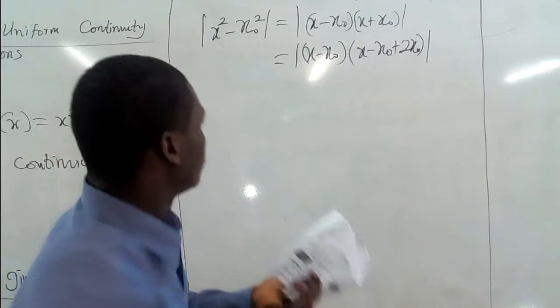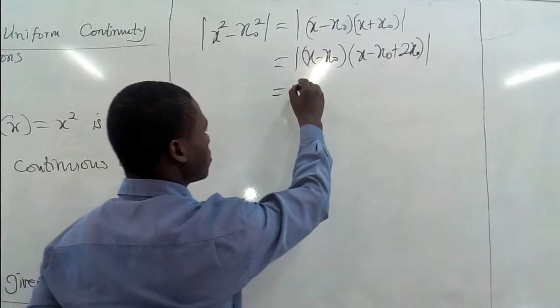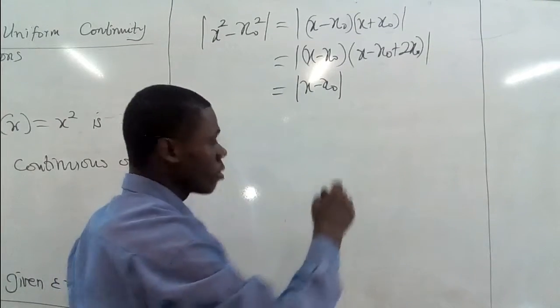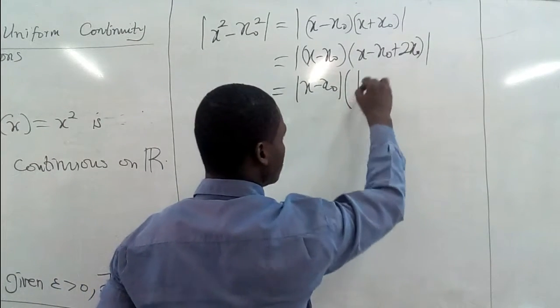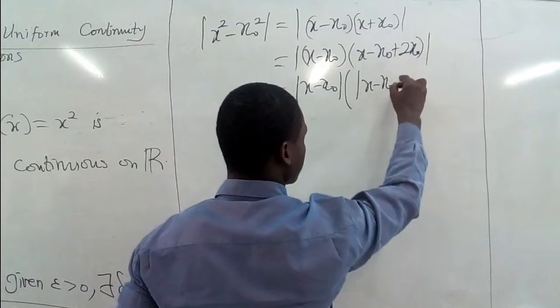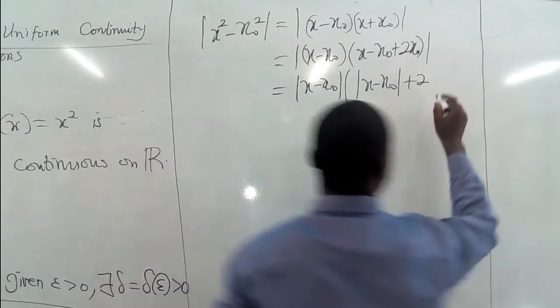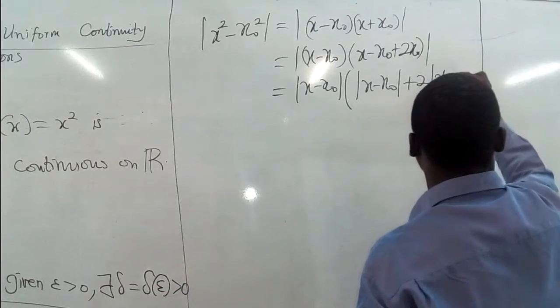So when we come here, we say that the absolute value of x minus x naught, multiplied by the absolute value of x minus x naught, then plus 2, now this becomes x naught.